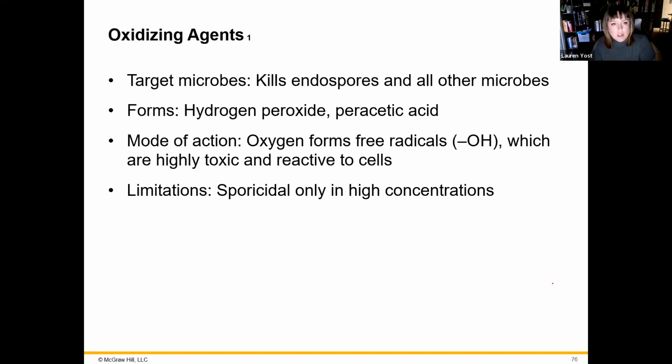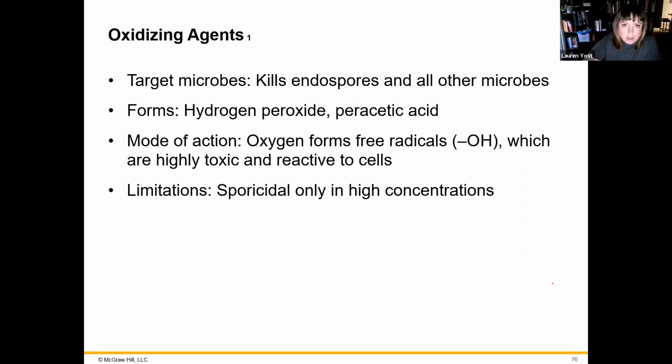For oxidizing agents, here we're talking about anything with basically an oxygen product of some kind that would be damaging to bacteria. So this is useful against endospores and other microbes. Therefore we can use this to sterilize things when used appropriately. So concentrated hydrogen peroxide is useful for that. We have oxygen free radicals that we will be forming.